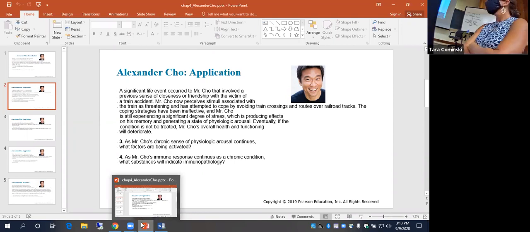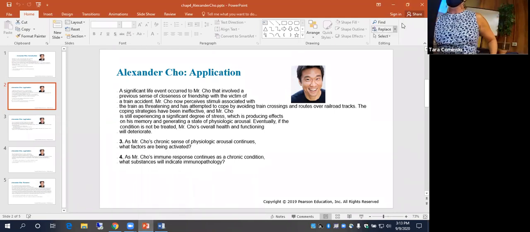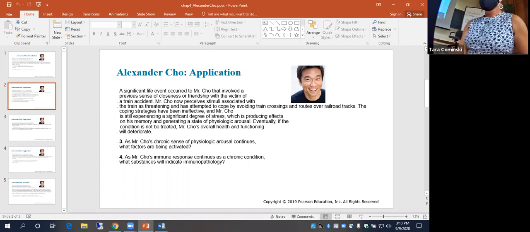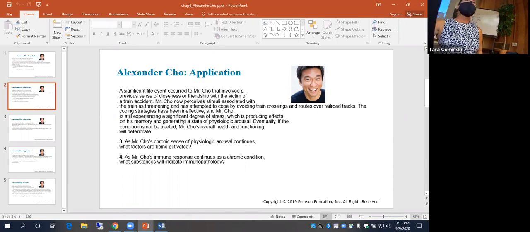All right, so it says, as his chronic sense of physiologic arousal continues, what factors are being activated? So now we're asking, what's going on to cause some of the things that we're talking about? I kind of alluded to it before, but what did you guys write for that question? What's going on there? Somebody share what they wrote for that question.